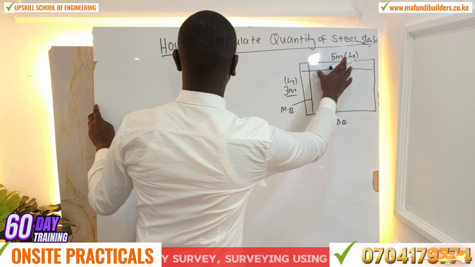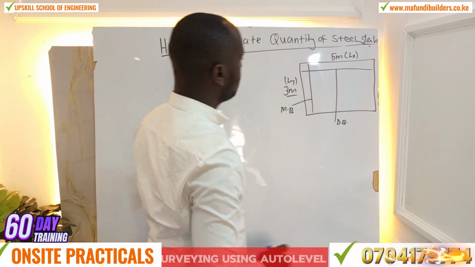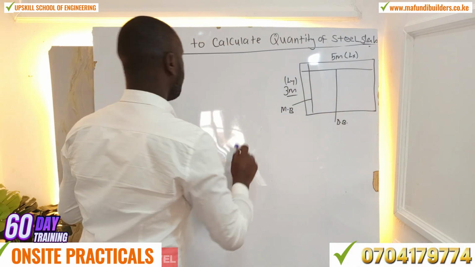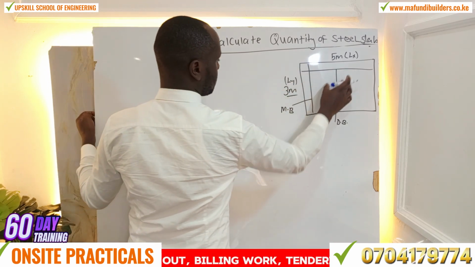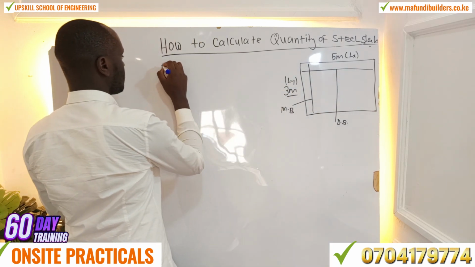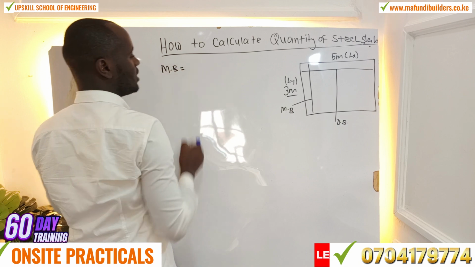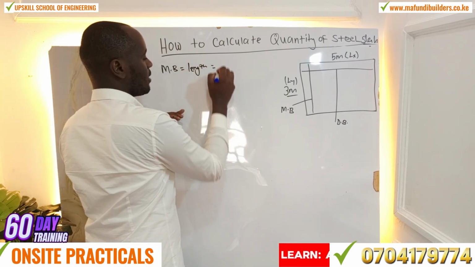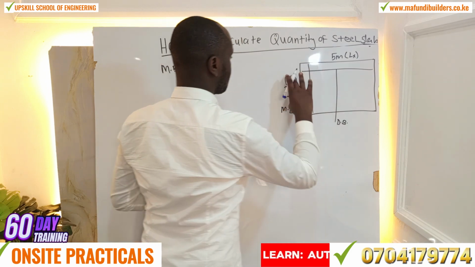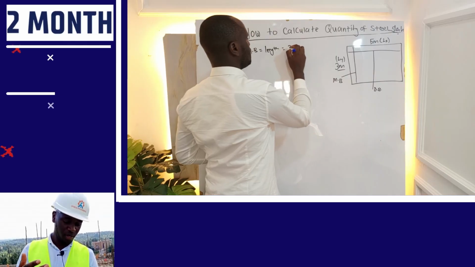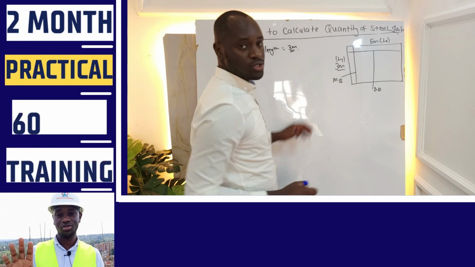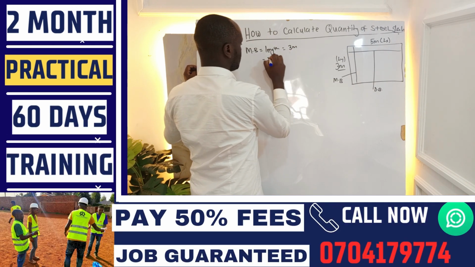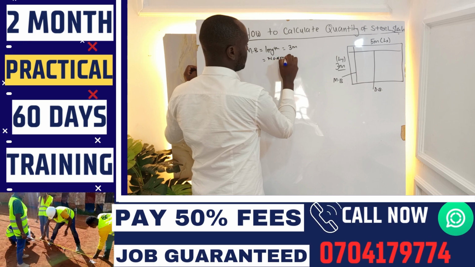So the first question is: how do you find the number of bars? Let's look at the main bar, MB for main bar. What is the length of the main bar? The length of the main bar will be 3 meters. So we are going to take 3 meters. That is the length. Now, what about the number of main bars?